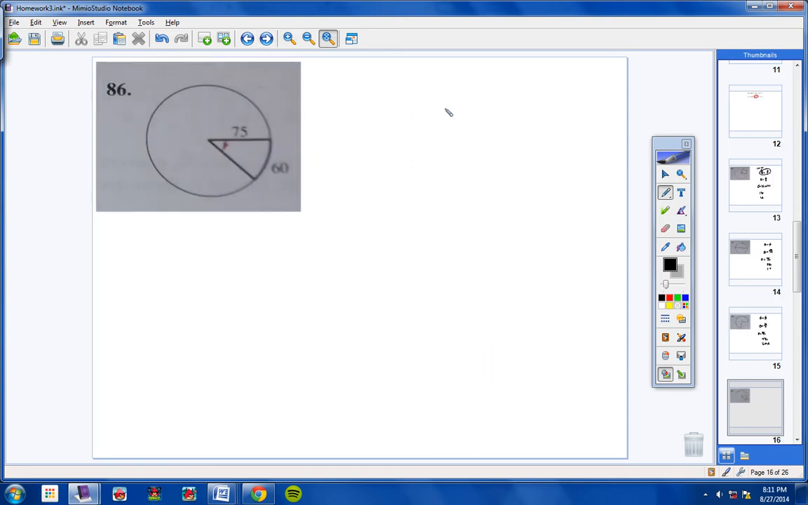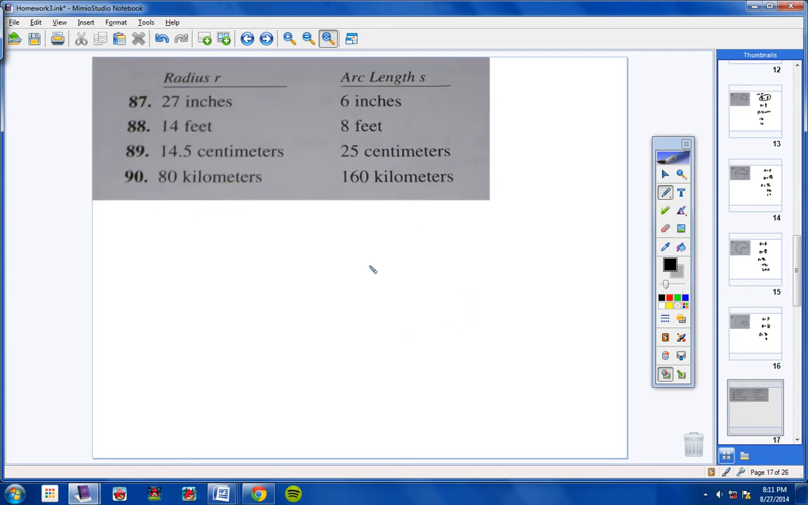Number 86, theta equals S over R. So theta would equal arc length S, which is 60, over radius 75. If you reduce 60 over 75, you will get 4/5. Or you can write it as a decimal, which would be 0.8. So 4/5 radians or 0.8 radians. Okay, moving on to numbers 87 through 90.